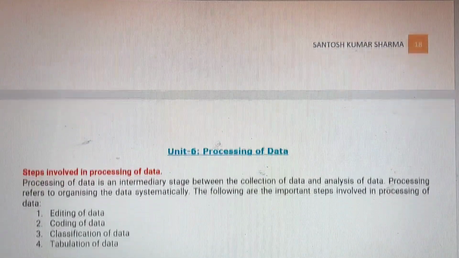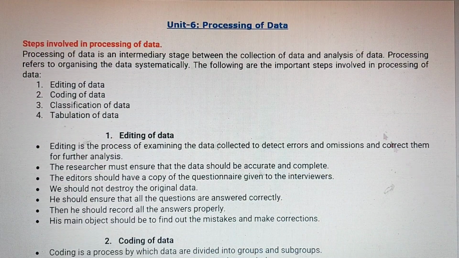Okay, now let's move on to the next unit. This is unit 6, processing of data.